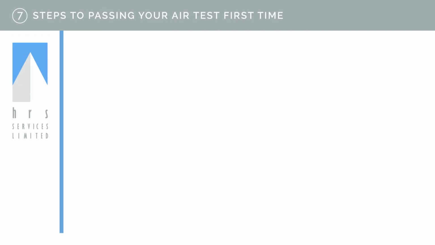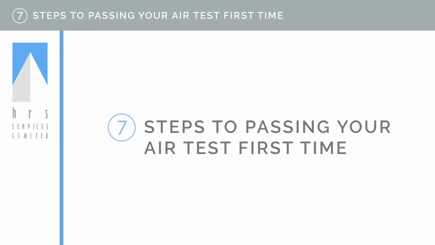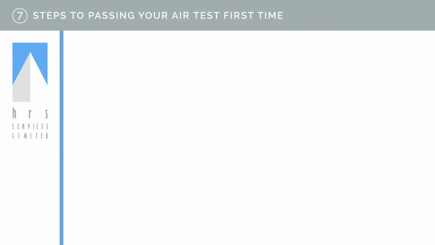HRS Services has a 25-year history of working with the top 10 UK contractors on projects advising on air tightness from the design stage through the construction phase to the final air test. The objective of this presentation is to share with you a best practice approach to achieving a successful outcome to your building's air test in 7 easy steps.